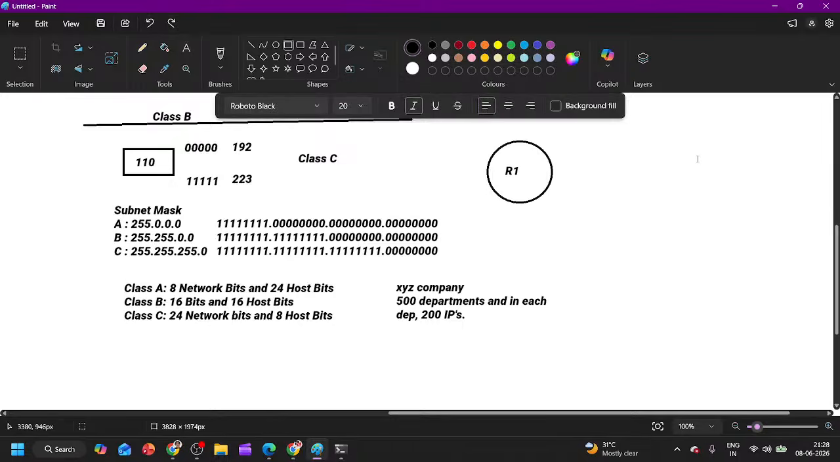I was supposed to define this subnet mask, 10.0.0.0 and subnet mask 255.0.0.0. This is a class A subnet mask, right? I had used a class C subnet mask.